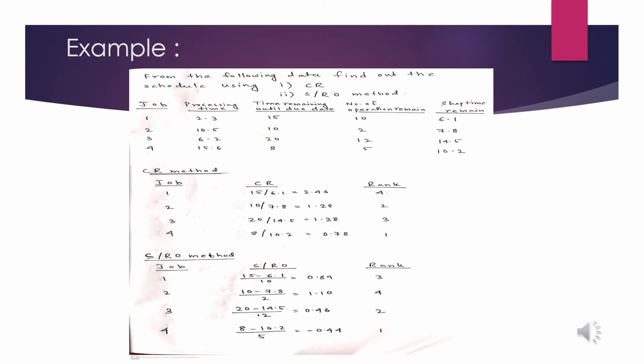Similarly for job 2, 10 minus 7.8 divided by the number of operations remaining, that is 2, so we get the slack per remaining operations at 1.1. For the third and fourth, the slack per remaining operations can be calculated at 0.46 and minus 0.44. Now if we schedule based on the lowest to highest slack per remaining operations, the first job to be completed is 4, followed by 3, 1 and 2. So the ideal scheduling of the jobs will be 4, 3, 1 and 2 under the slack per remaining operations method.